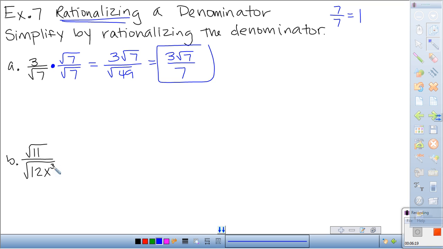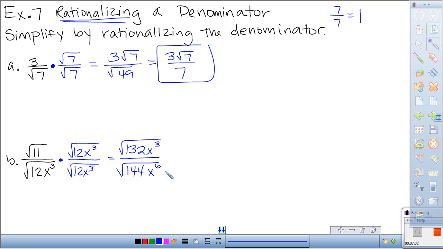Let's look at B. Same thing. We have a radical in our denominator. We need to get rid of it. So we need to multiply top and bottom by the radical in our denominator. So times the square root of 12x cubed divided by the square root of 12x cubed. Then we just multiply across. Remember that when you multiply radicals, just multiply your numbers together. 11 times 12 is 132, so we have the square root of 132x cubed divided by 12 times 12 is 144, so the square root of 144. x cubed times x cubed is x to the 6.